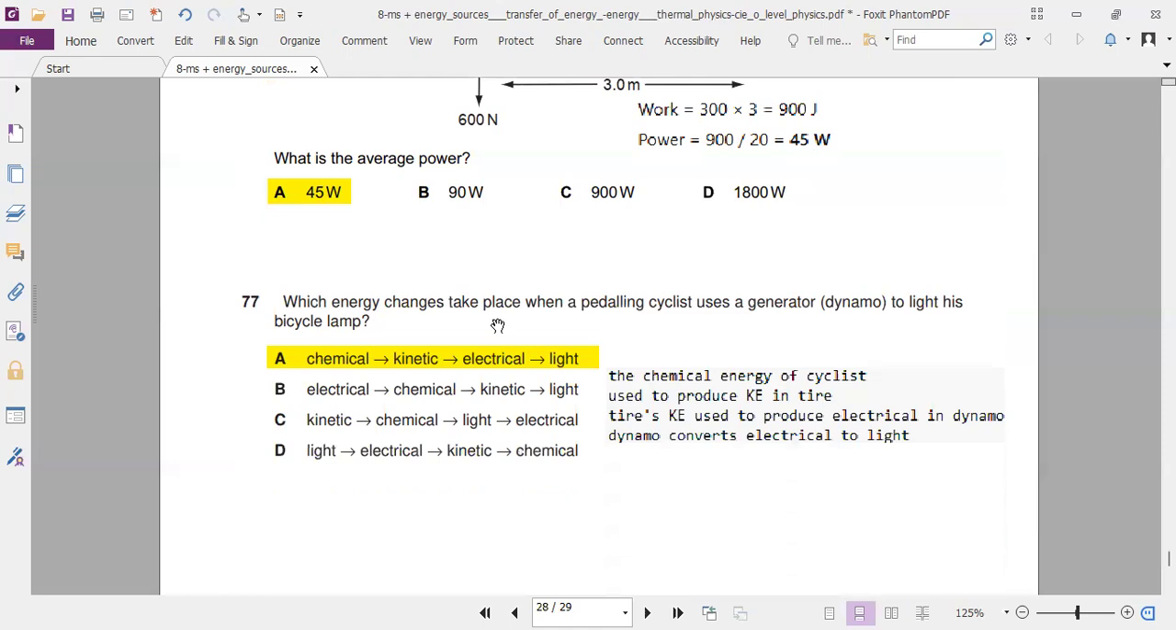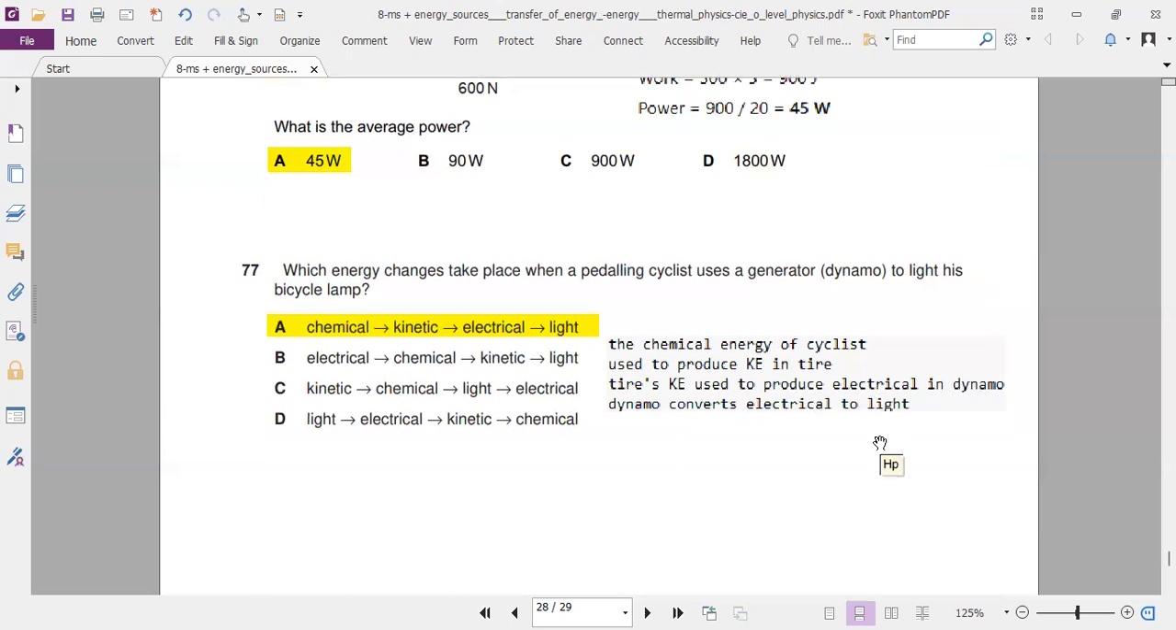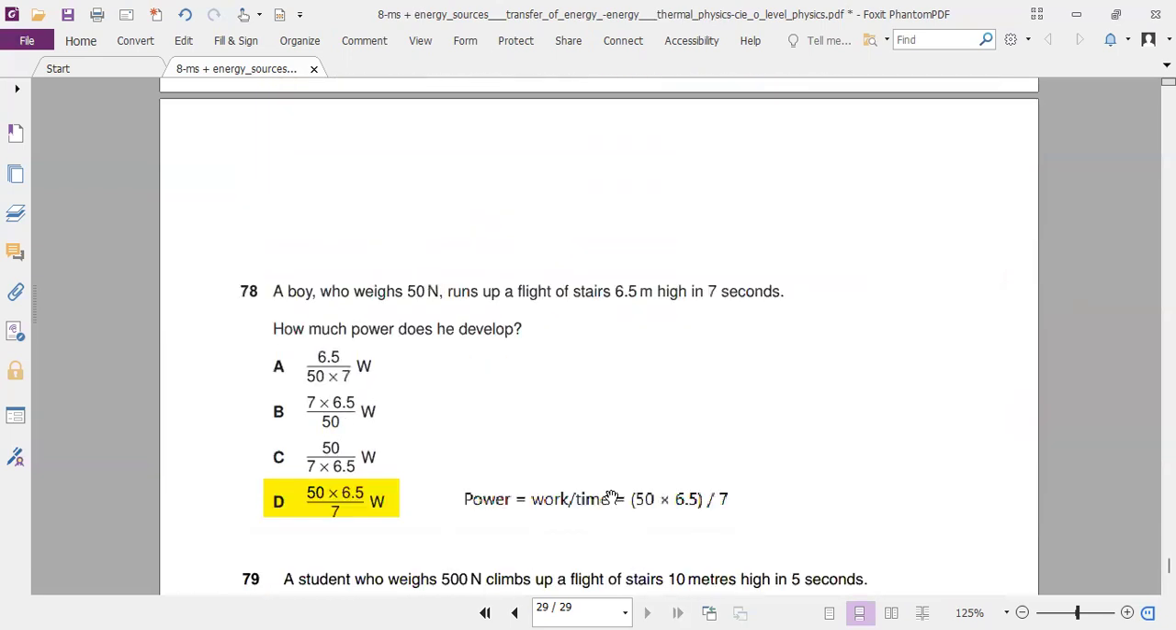Which energy change takes place when a bicycle dynamo turns on? So the bicycle has chemical energy of the cyclist turning the bicycle, which produces kinetic energy, and the tire turns the dynamo, which produces electrical energy, and the electrical energy of the dynamo turns the light on. The chemical, kinetic, electrical, light.